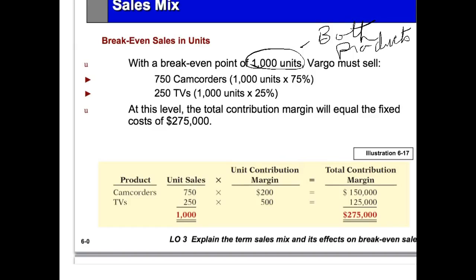So we break it down by the percentage of the sales mix. 1,000 units times 75%, I must sell 750 camcorders and 250 televisions. And just to prove that, if I sold 750 camcorders and I made a unit contribution of 200 on it, my total contribution would be 150,000. If I sold 250 televisions, the unit contribution margin is 500, the total is 125,000. Together, that's the total contribution margin based on the sale of these two products and the sales mix, and that equals my fixed cost. So that is my break even, when total contribution margin equals fixed cost.